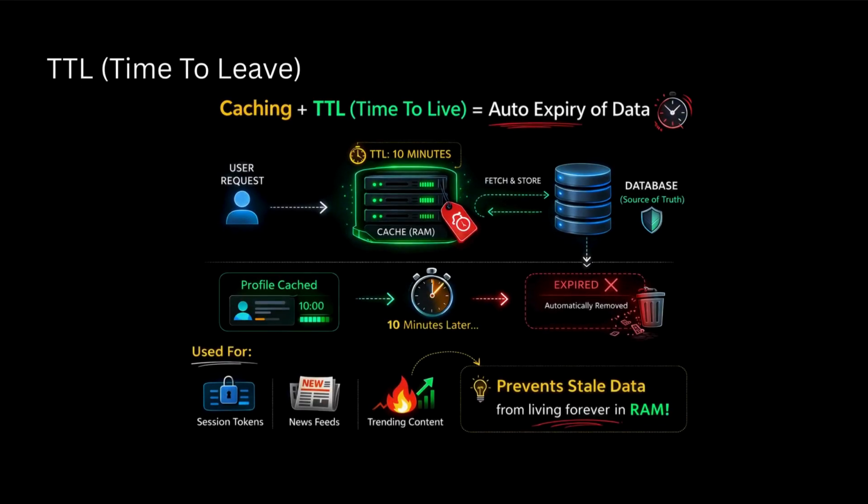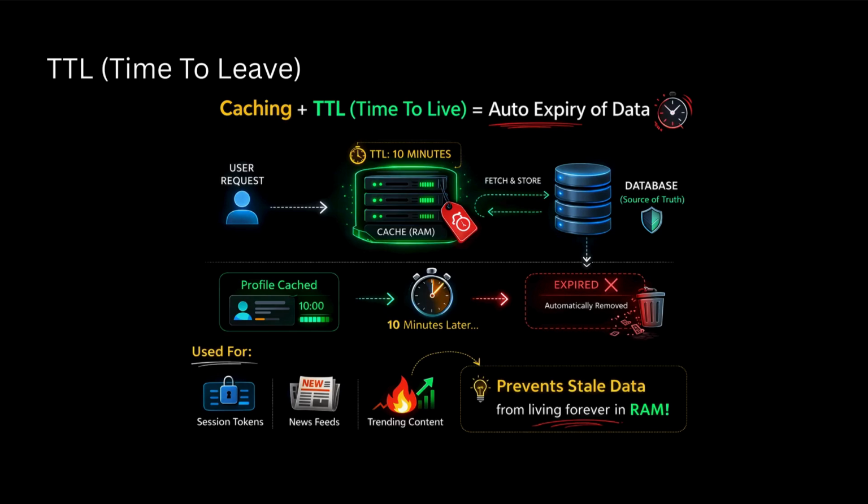When we attach an expiry time called TTL, for example, a profile is cached for 10 minutes, after that it's automatically removed. This is critical for session tokens, news feeds, and trending content. TTL prevents stale data from living forever in your expensive RAM. But what happens if the cache fills up before the TTL expires?